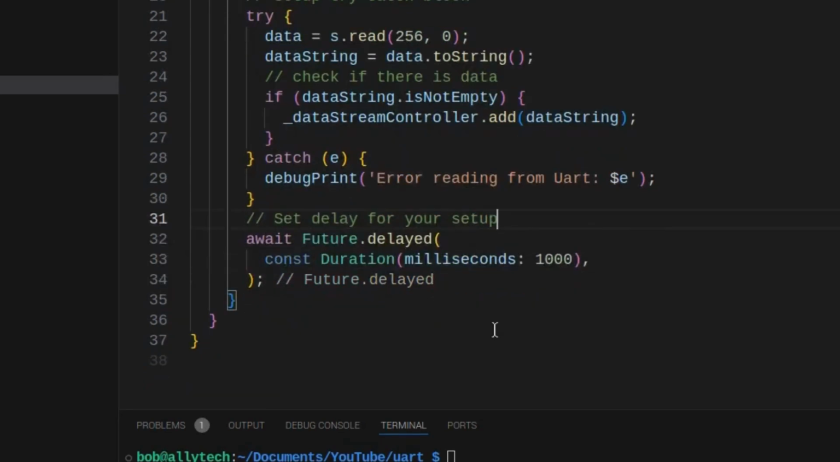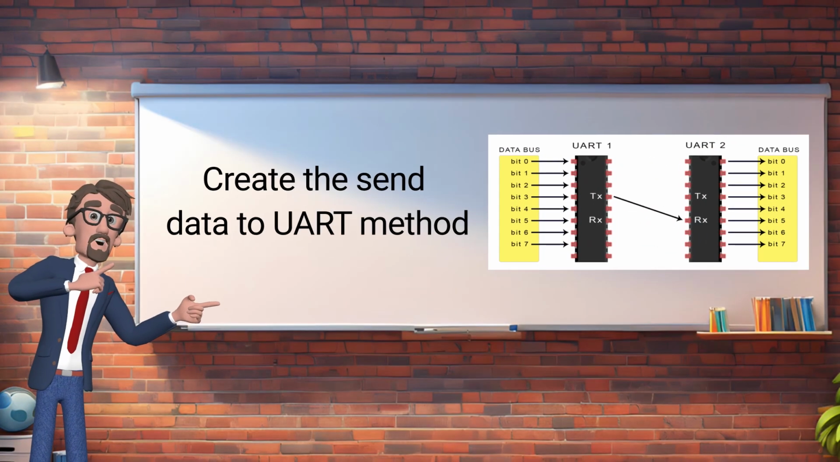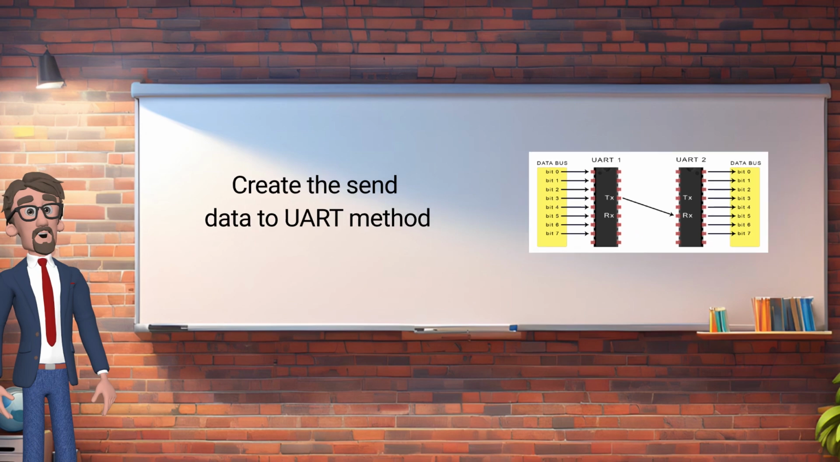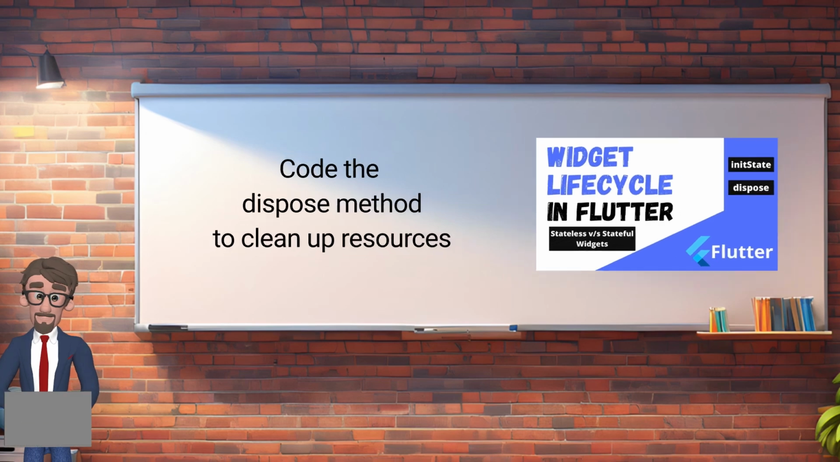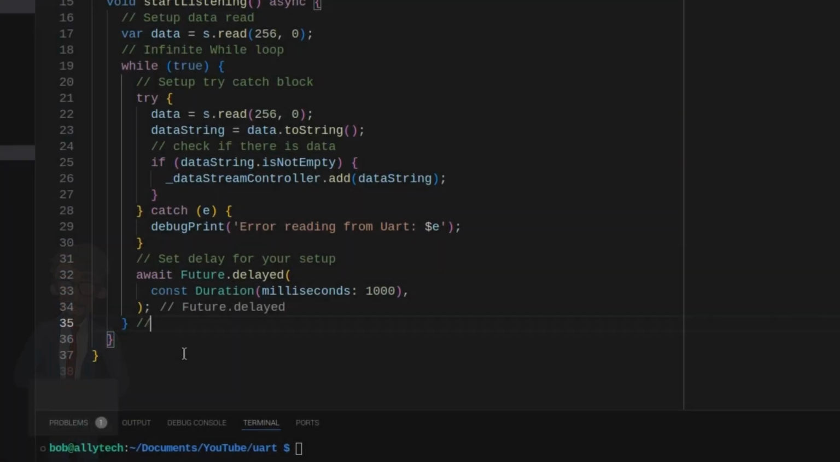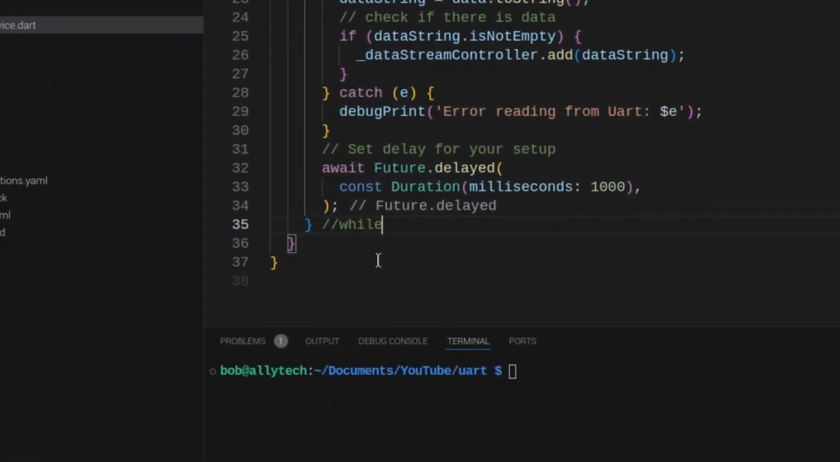Now on to the final code for the UART service class. We will code the method to send data to the Raspberry Pi UART. Finally, we will code the dispose method. This method is called when we want to free up memory to avoid memory leaks. Let me add a few comments at the end of the curly braces so I don't get mixed up later.